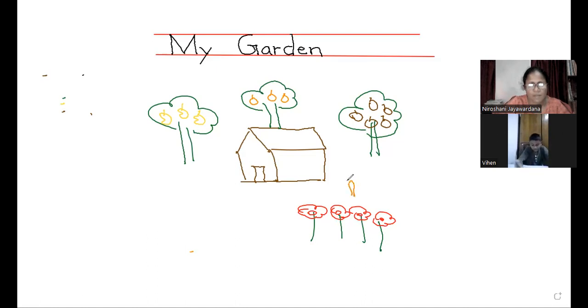Then there are butterflies. Butterflies come to the garden. Not one butterfly, draw more than one. And there are bees. I drew two bees. Two butterflies, two bees.